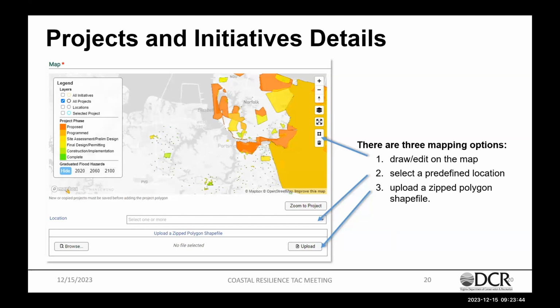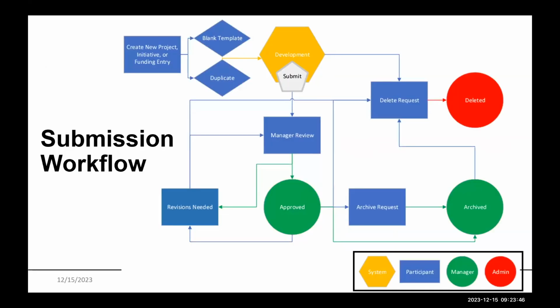Once you're done with your edits and you're ready to submit, that's where you get to our submission workflow. Just working down from the top, where you create a new entry, either from a blank template or you're duplicating, that starts in the development status. Once you are completed with that, you are able to submit it for manager review.